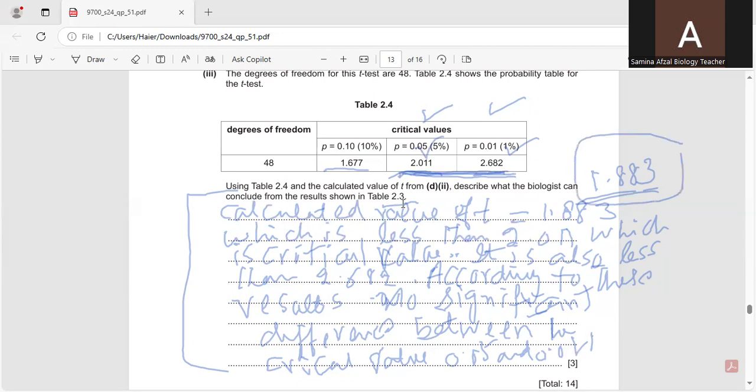This value is smaller than these two values. So there will be no difference whether it is 2.011 or 2.682. The values are very close to each other. So we can say that there is no significant difference between these two critical values, which are 0.05 and 0.01. So according to this, we can accept the null hypothesis as well.